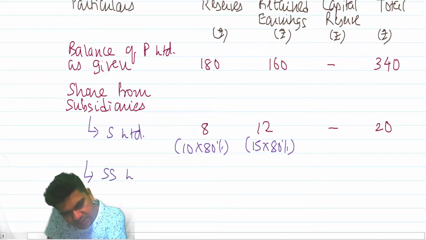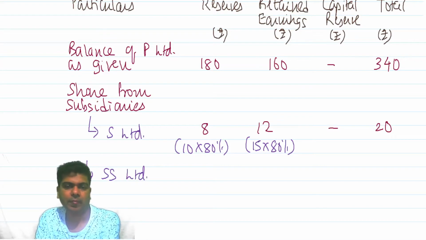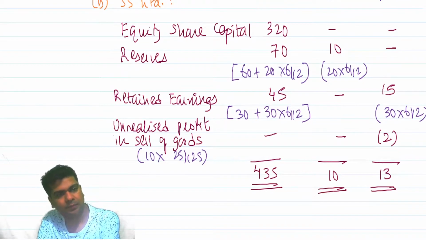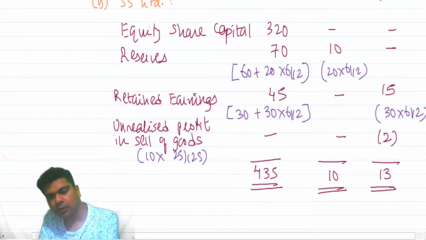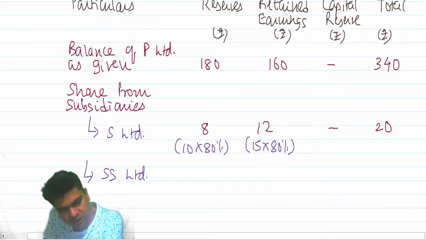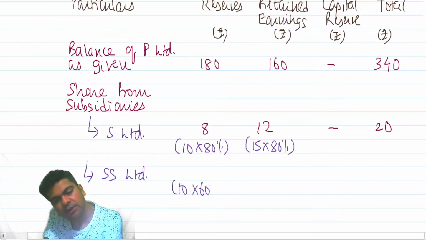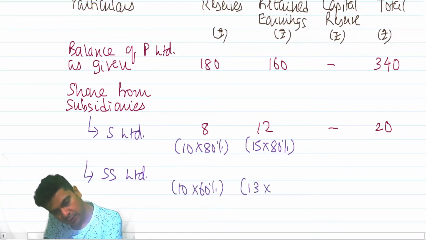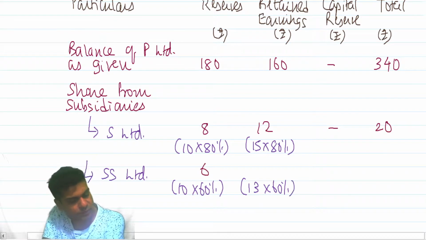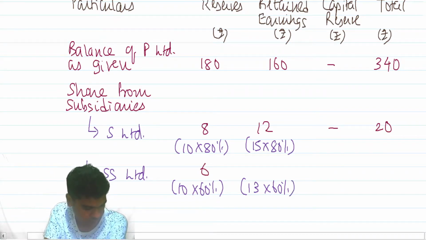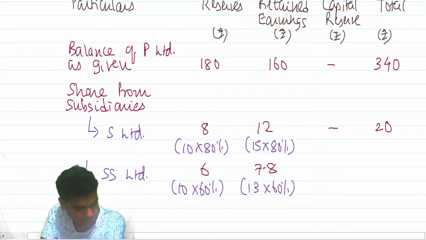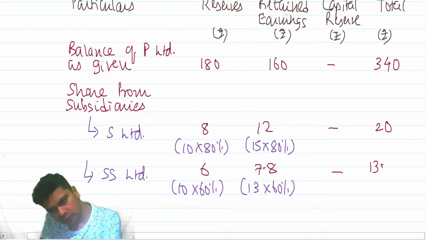Then from SS Limited. You have this 10 and 13. But be careful here, 60%. 6, 7.8, 13.8.